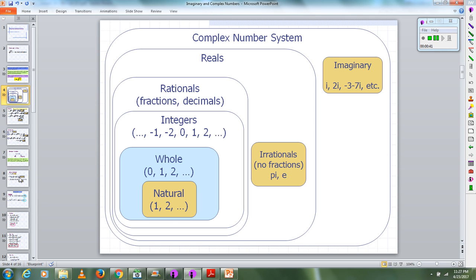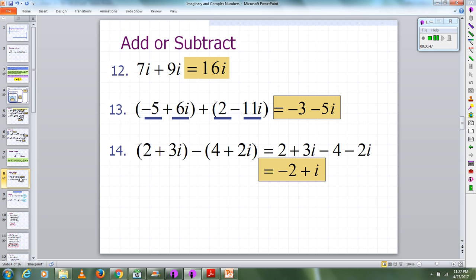Let's begin with an example. In this case, we are going to add or subtract two complex numbers. Let's add these two complex numbers. Even though you look at these two complex numbers and do not see the real part, you only see the imaginary part, we still call them complex numbers. So we have 7i plus 9i.